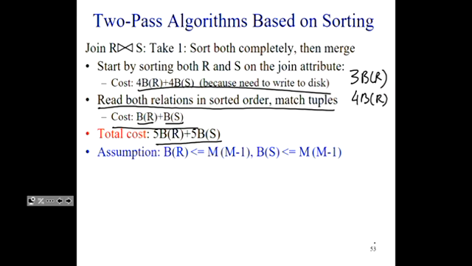What is the assumption here? The assumption is B of R is less than or equal to M times M minus 1 and B of S is less than or equal to M times M minus 1. Where did I get this constraint from? Why do these constraints hold?